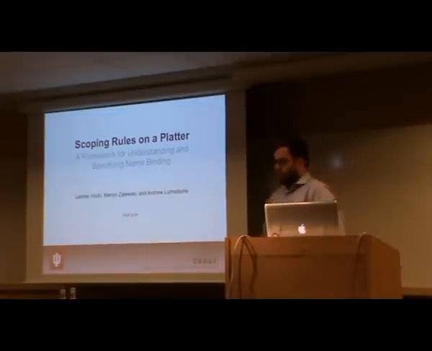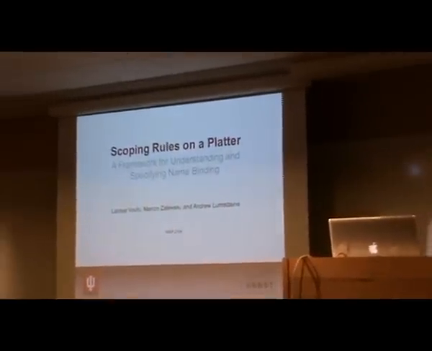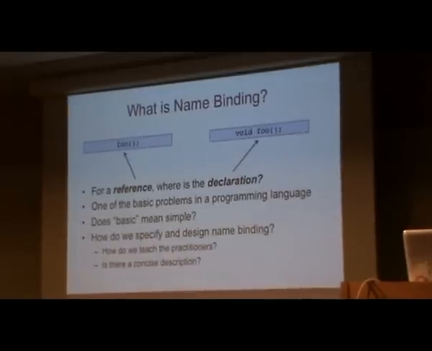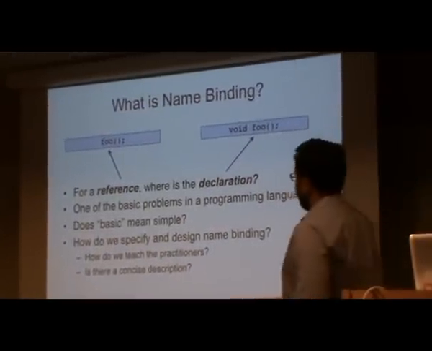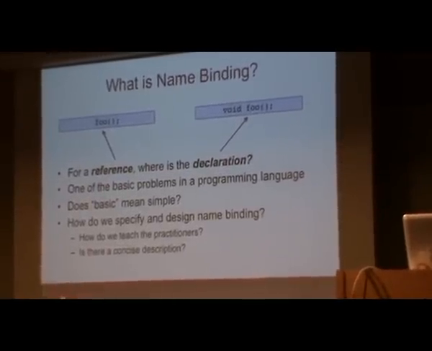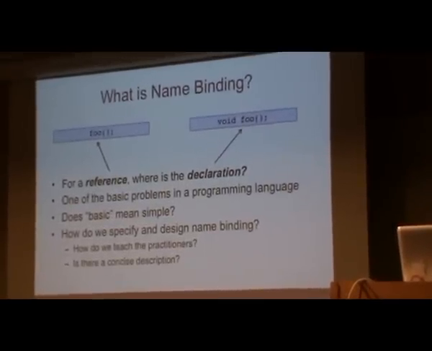So I'm going to talk about scoping rules, a framework for understanding and specifying name binding. So what is name binding? Given some reference to some name, we want to find the corresponding declaration. It's one of the basic problems in programming languages, but basic doesn't mean simple. If you look at some real languages like C++ or other imperative languages, name binding is actually quite difficult to understand and to discuss.